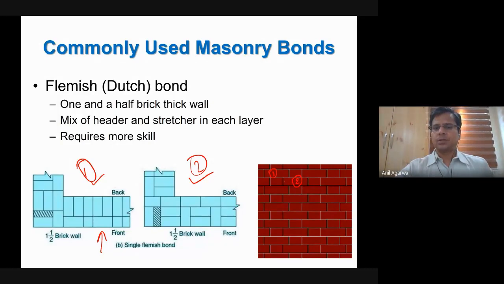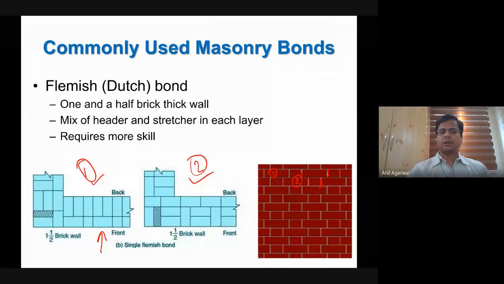You agree? So in the second layer, an offset is important because the joints in one layer should not come directly under or above the joint in the subsequent layer. So that offset is required. So from the front, they look very similar other than that, but from inside, if you see, there is a big difference.